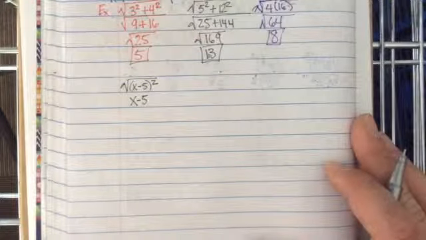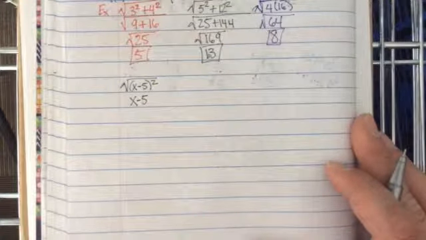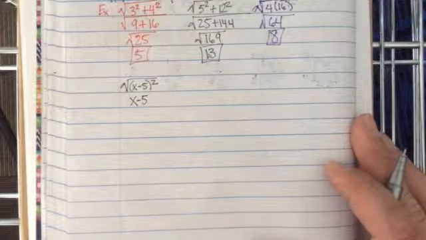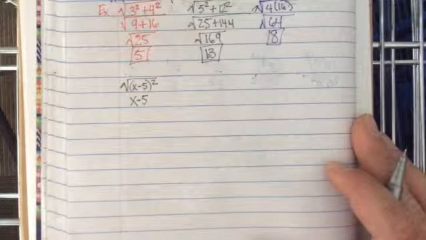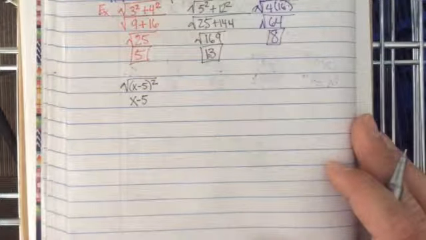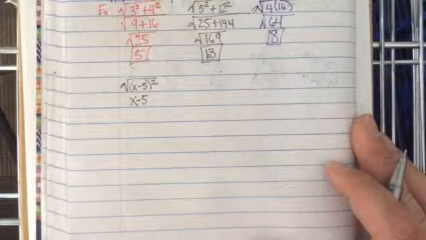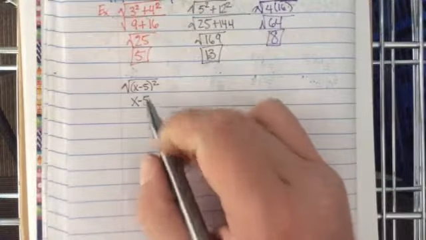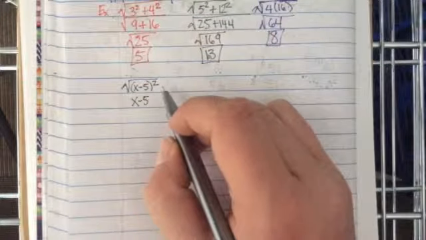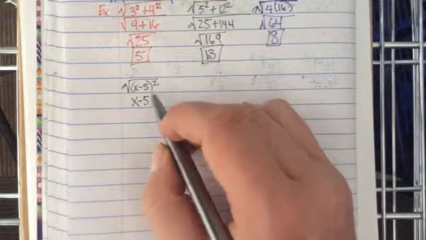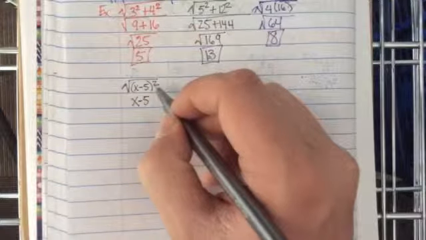So what do we need to put around x minus 5? We can put parentheses around it. The absolute value. Good, Jacob. You have x minus 5 in parentheses squared. So squared and square root cancel each other out, right?